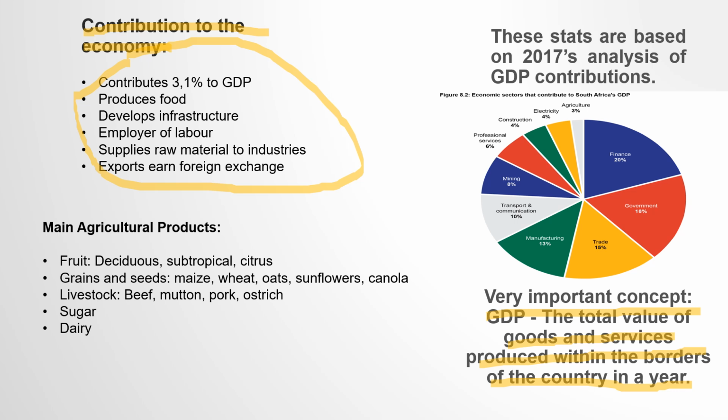So the main agricultural products are your fruit: deciduous, subtropical, and citrus fruits. You've got grain and seeds, so your maize, your wheat, your oats, your sunflowers, your canola. Your livestock: your beef, your mutton, your pork, your ostrich, and you've got sugar and dairy. Now again, our focus for this year is beef specifically.